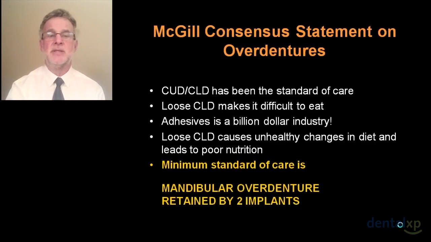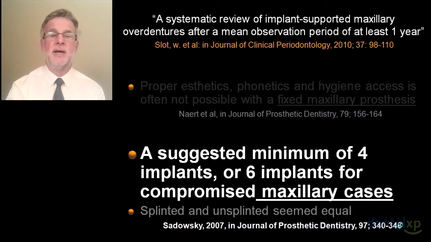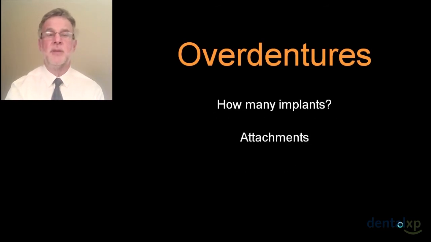Again, the McGill consensus statement said that for a patient with a complete lower denture, the minimum standard of care is 2 implants. And in the maxilla, although there's no publication on it, for a standard of care, many clinicians will agree a minimum of 4 and even sometimes 6 implants if the maxillary bone is compromised. So at least clinical guidelines for myself, in the mandible, 2 or more. 2 is good, 3 is better, 4 is better still, although there have been some studies done with 1 implant in the mandible. And in the maxilla, 4 and even more if the bone is significantly compromised.